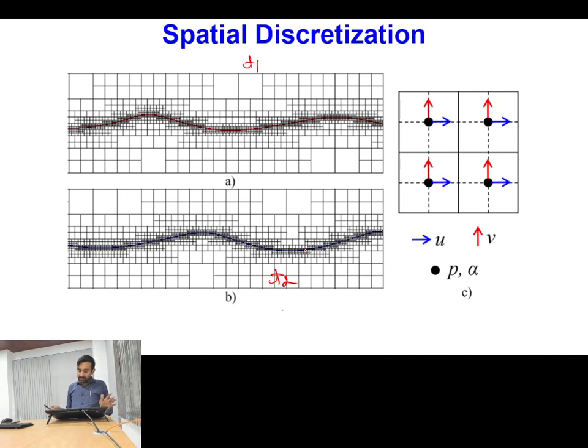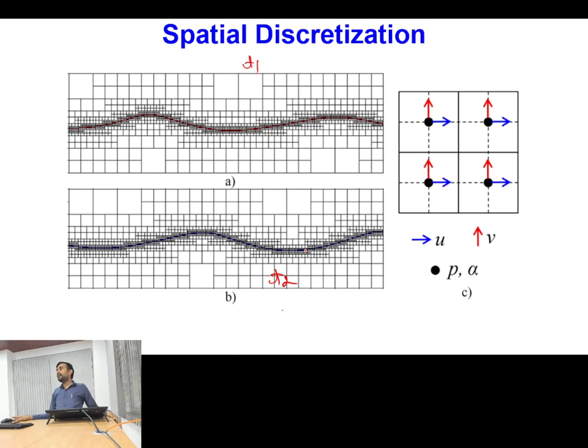Okay. Now, if you have gone through the discretization of Navier-Stokes equations, then you might have heard of two types of grid structures which we may have to use for the discretization of Navier-Stokes equations. One is called a collocated grid and the other is called a non-collocated or staggered grid. Okay. And what is the reason?